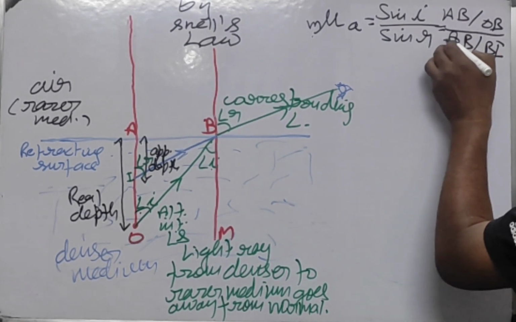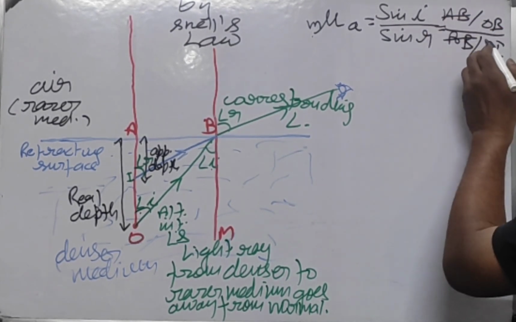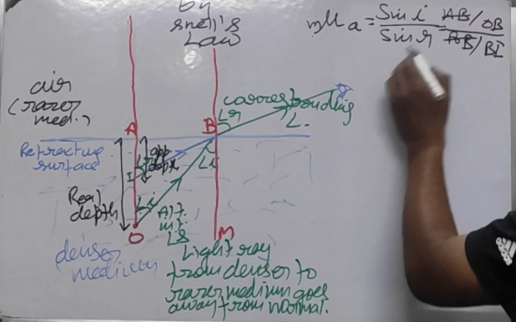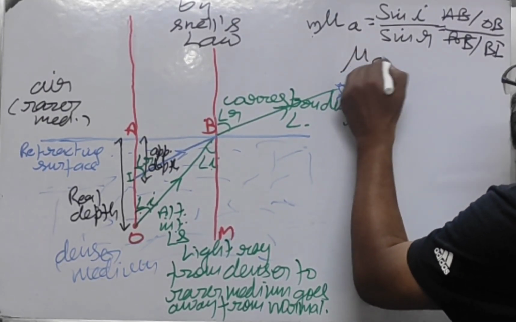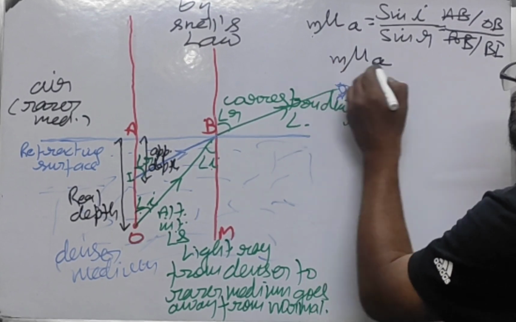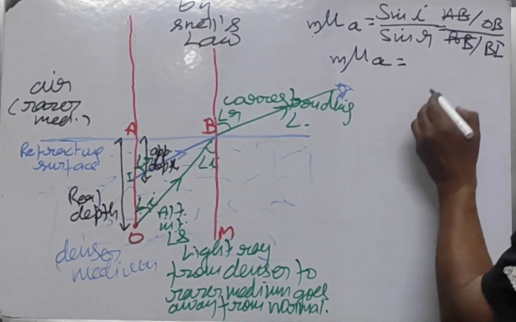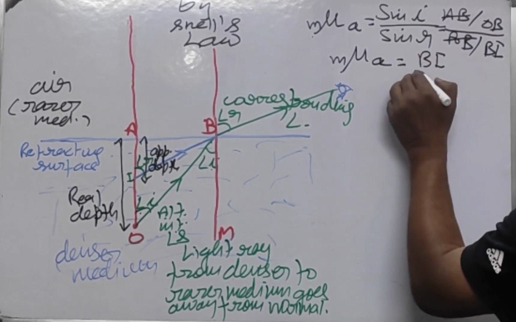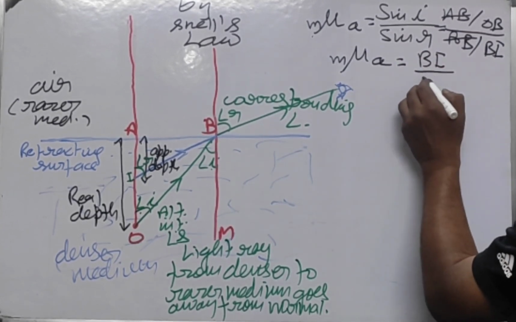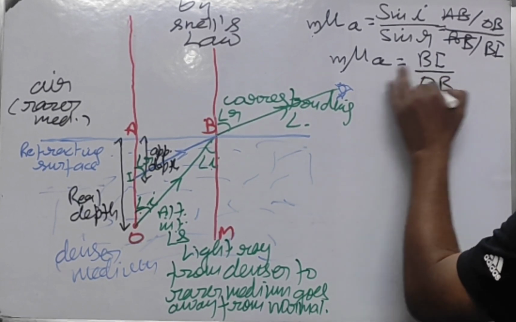So this AB is cancelled out and they will be inversed. So refractive index of medium A with reference to material is equal to BI upon OB, right?